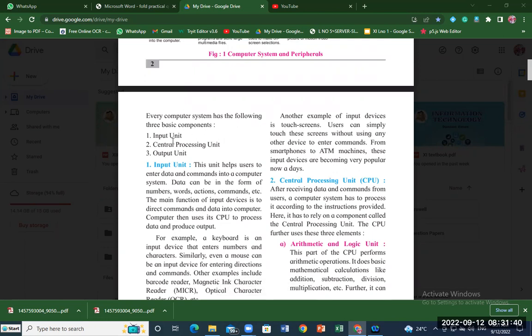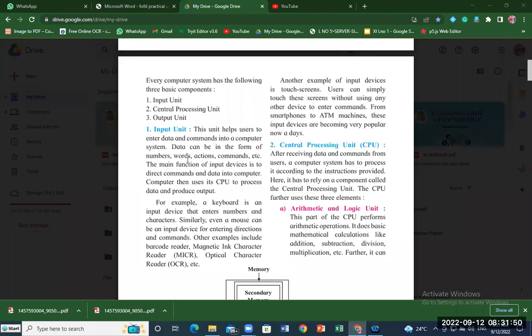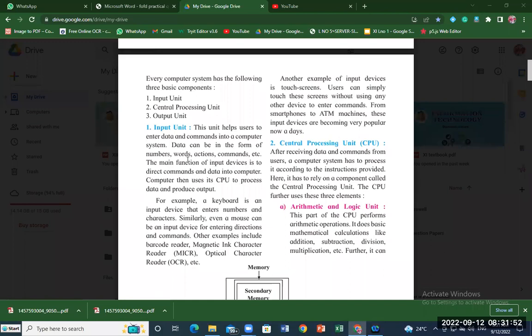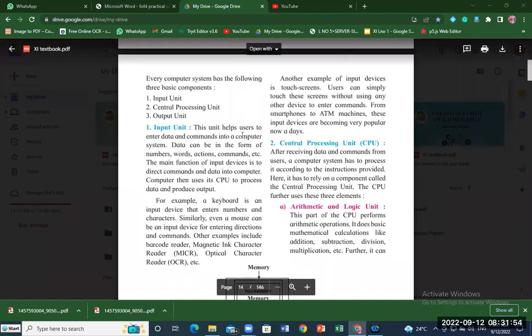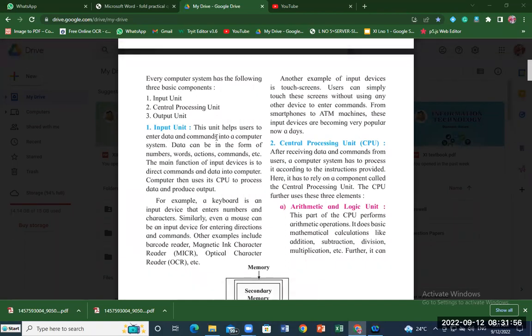Every computer system has the following three basic components. Which are the three basic components? As I earlier told you, input unit, central processing unit, and output unit. These are the three units by which a computer works. Okay. First, we come to the input unit. This unit helps users to enter data and commands into a computer system, right?